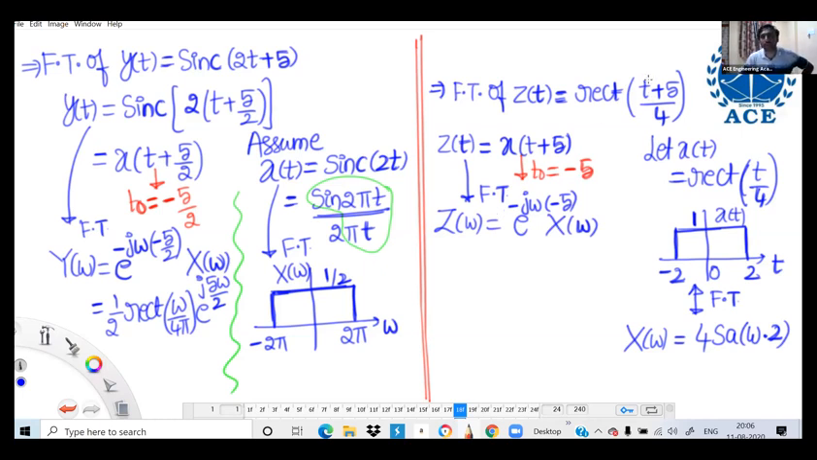Rect t by 4 is the reference signal. If you take the shift as minus 5 by 4, it is gone. A rect t by T is the standard form. Rect t by 4 is the reference signal. Don't take t naught as minus 5 by 4. If you assume t naught as minus 5 by 4, this expression becomes t plus 5 by 16. You are changing the given expression. Don't do that. Rect t by 4 standard form, shift of minus 5. Because if I replace t as t plus 5, it is 100% our original signal only. 100% our X of omega answer is available. You substitute there.